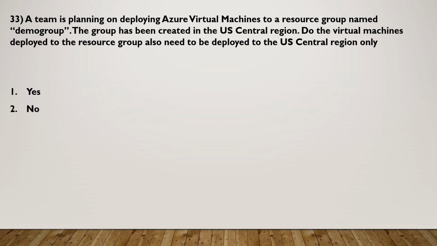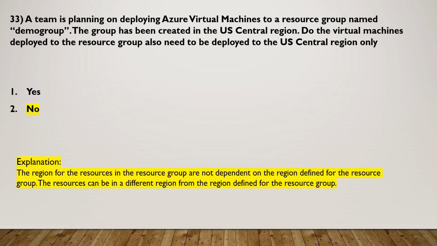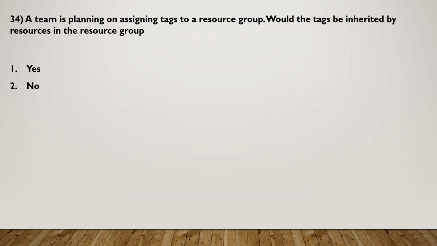A team is planning on deploying Azure Virtual Machines to a resource group named Demo Group. The group has been created in the US Central region. Do the virtual machines deployed to the resource group also need to be deployed to the US Central region only? No, because the region of the resources in the resource group is not dependent on the region defined for the resource group. The resources can be in a different region from the region defined for the resource group.